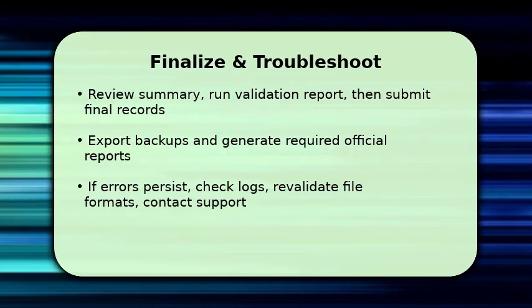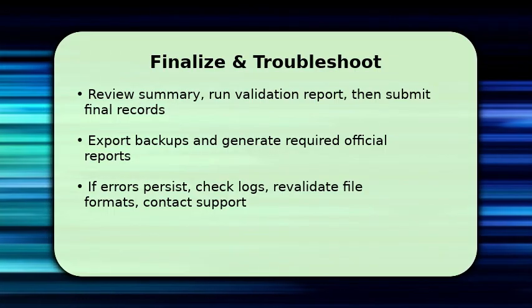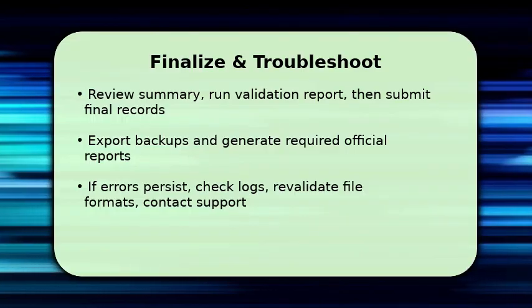If a submission fails, inspect the system logs and the validation error list, then correct source data and revalidate. If problems persist, verify file formats and network stability, and contact Emis support with screenshots and log snippets. This sequence ensures completion and gives you a clear role.